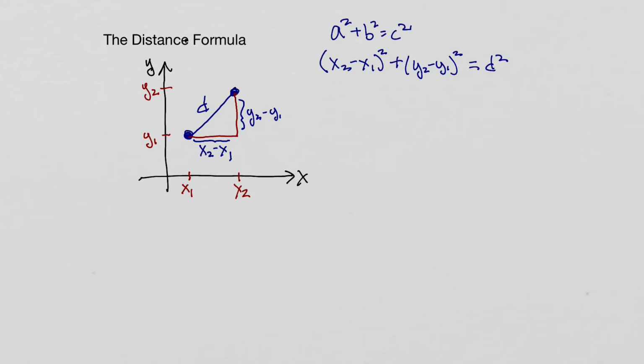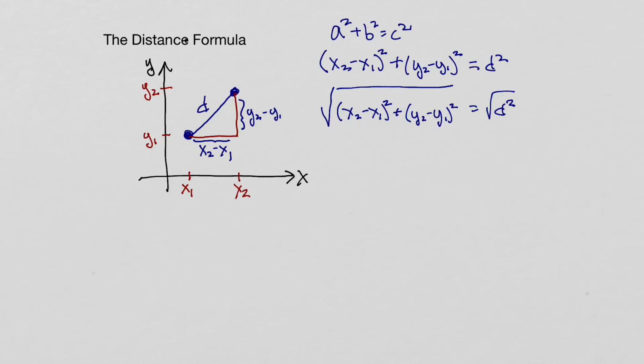And we're almost there now. This is d squared. We don't want d squared. We want d itself. So why don't we just take square roots here? Square root, square root. So let's write it. So we're going to have the square root of the quantity x2 minus x1 squared plus the quantity y2 minus y1 squared. And this is all equal to the square root of d squared.